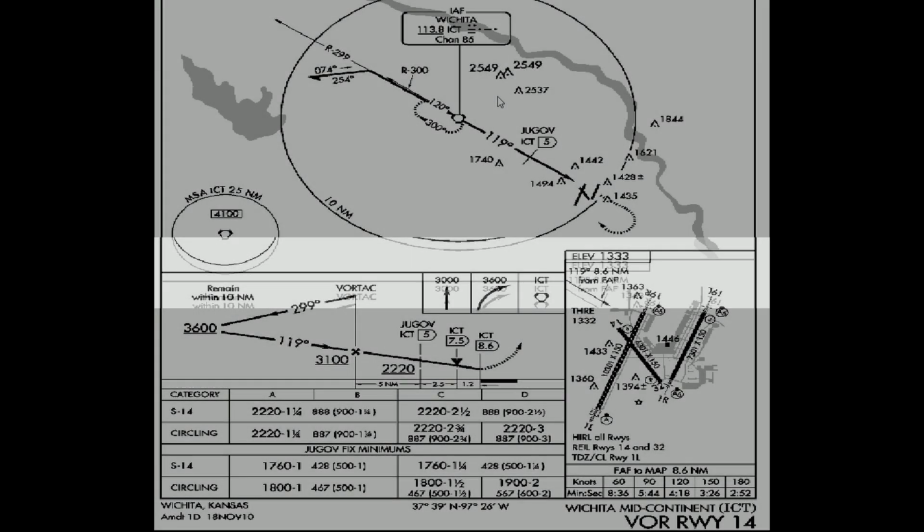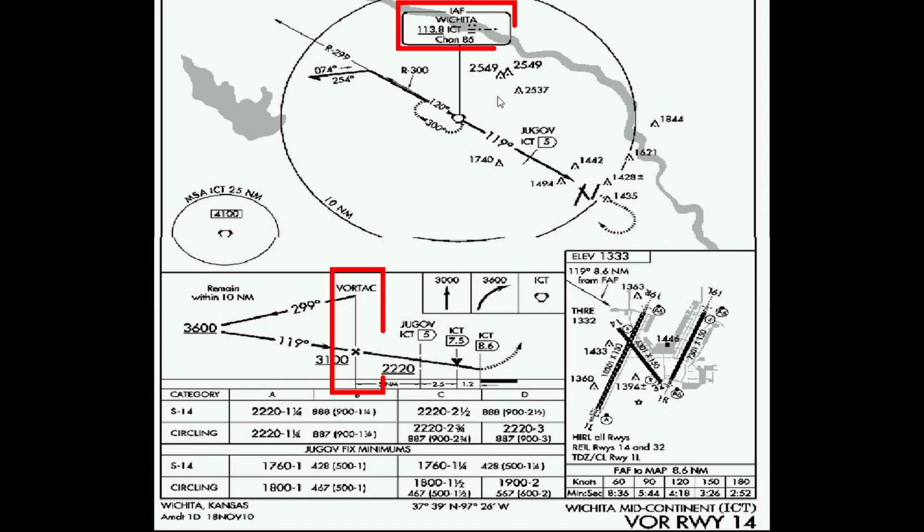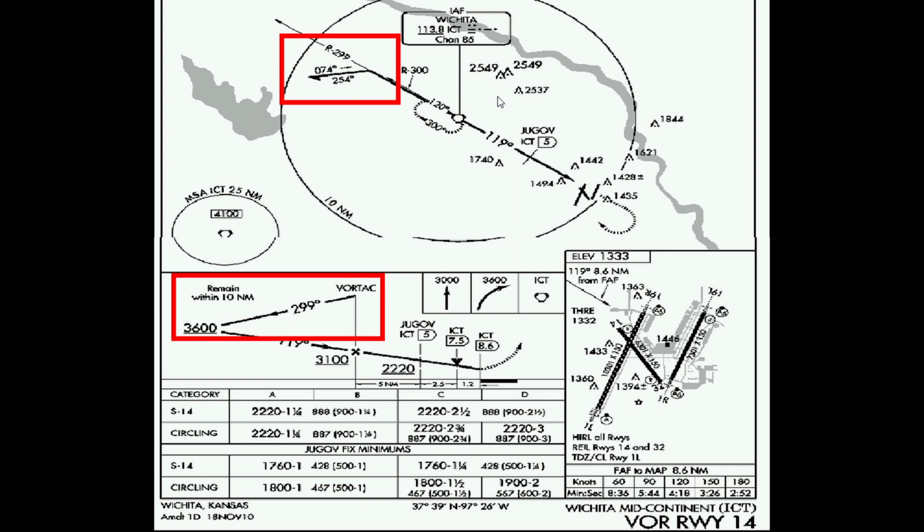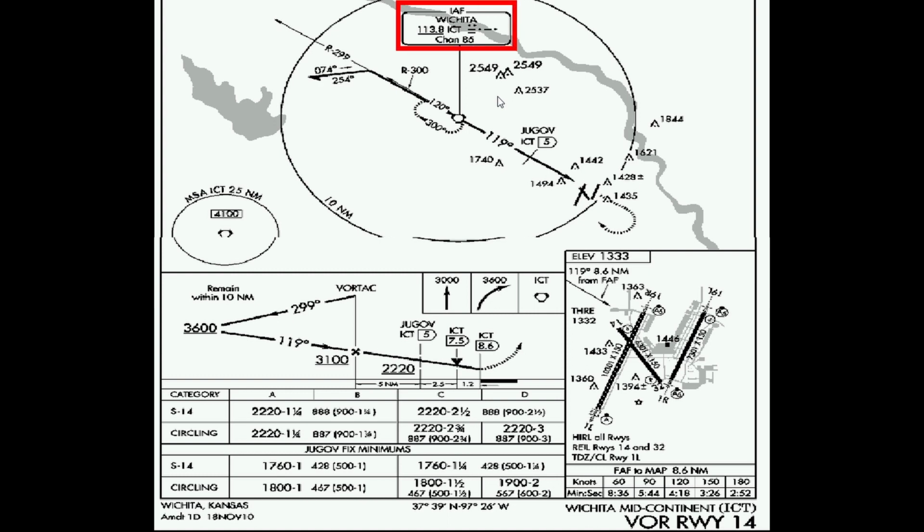On the approach plate you can see the VOR, actually it's a VORTAC, ICT, which is the initial approach fix and the final approach fix of this VOR approach. After the initial approach fix we can descend to 3600 during our procedure turn. After the procedure turn, on our inbound track, we can descend initially to 3100 back to the VORTAC. After the final approach fix we can descend down to UGOV, which is at 2220 feet.